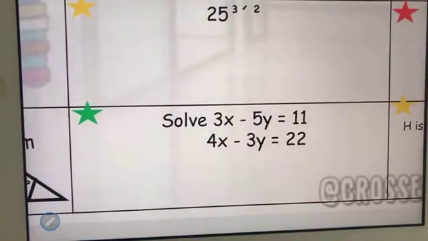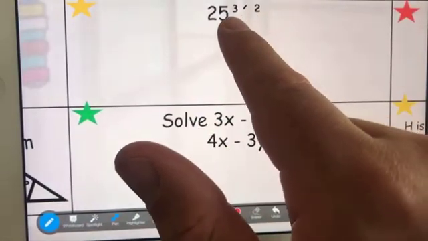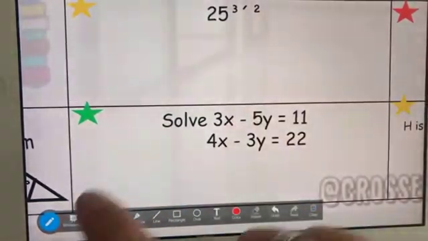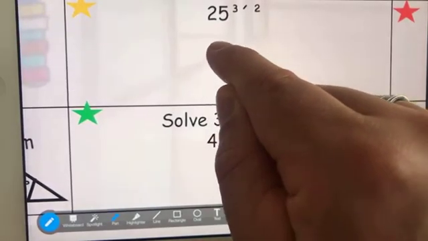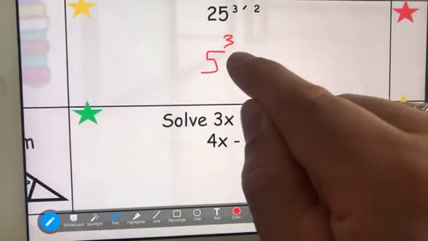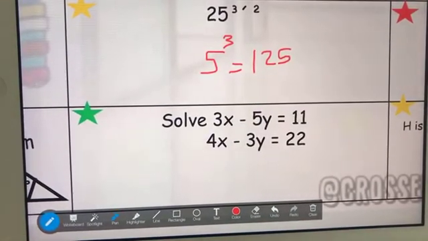Next one, 25 to the power of 3 over 2. Okay, this one, there's two rules going on. There's a 3 on the top, which means cube it, and the number on the bottom of the fraction means square root it. I'm going to square root it first. If you square root 25, you end up with 5. The bit I haven't used stays there, the cubed bit. 5 cubed is just 5 times 5 times 5, which gives you 125 as an answer.